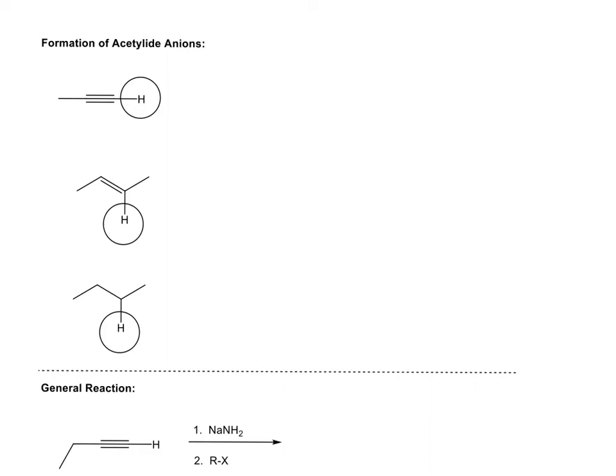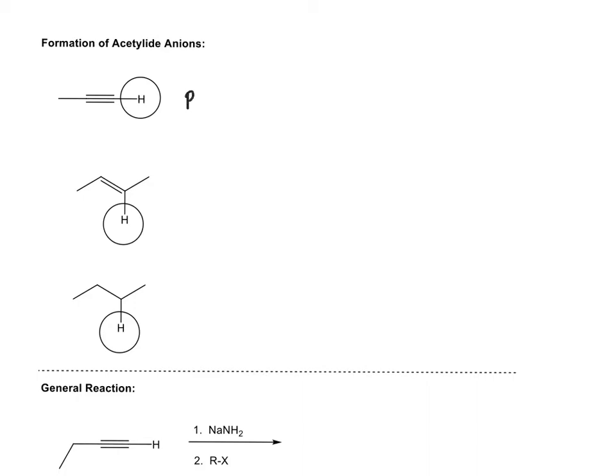All right, in this section, we are going to talk about acetylide anions. So we are going to talk about a different site of nucleophilicity in alkynes. So a different place alkynes can be negative. So the formation of an acetylide anion is in reference to the acidity of an alkyne.